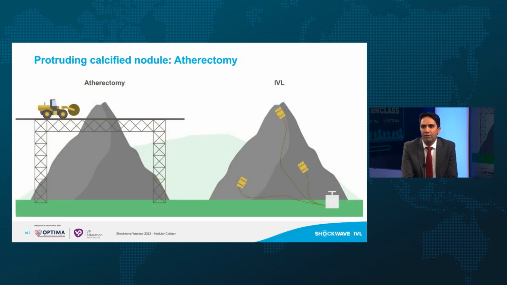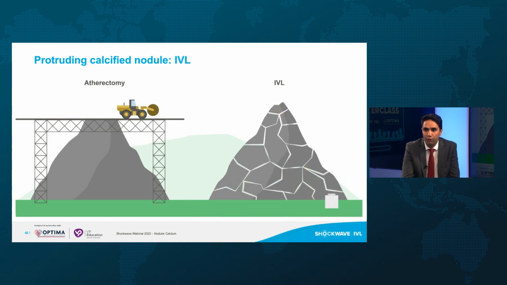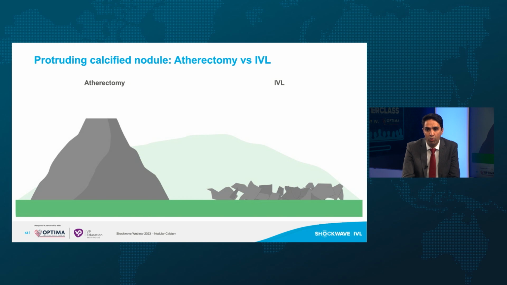Put together, if we think of a protruding calcified nodule like a mountain or a hill, atherectomy will basically cut the top of the mountain off. But what intravascular lithotripsy can do, and I think this is critically important, is it can actually lead to multiple fractures within the nodule itself, eventually leading to crumbling of this mountain to the point at which it's modified and now deformable.